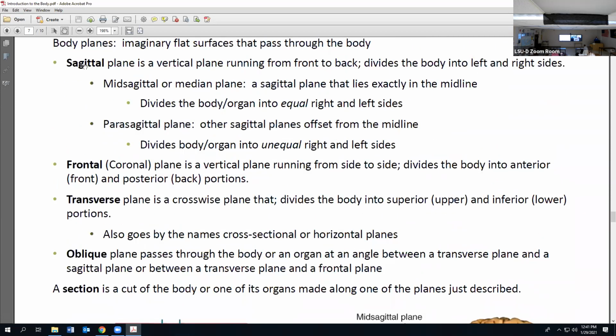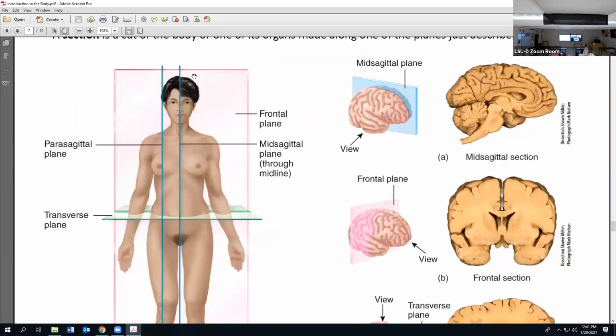The first plane I want to talk about is the sagittal plane, a vertical plane, so it runs head to toe, and it runs from front to back and thus divides the body into left and right sides. Okay. Since we're looking directly straight on here in our picture, it looks like it's just a line, but if you turn the body 90 degrees, you'll be able to see it, kind of like what's shown here with this lady, okay, in the pink one for the frontal plane.